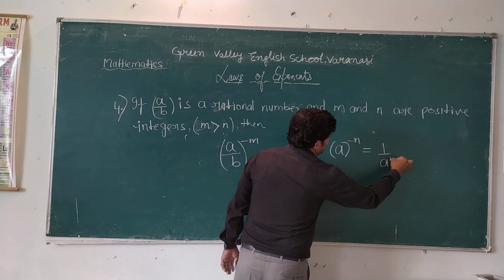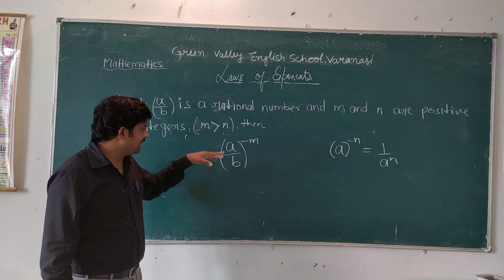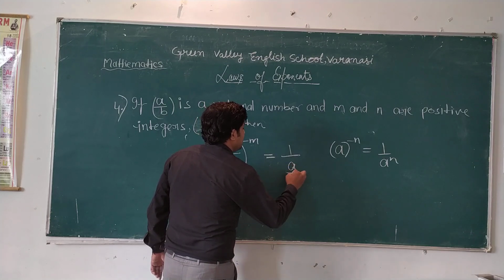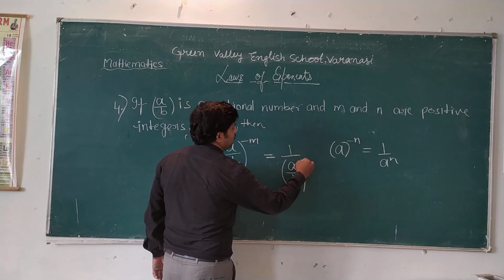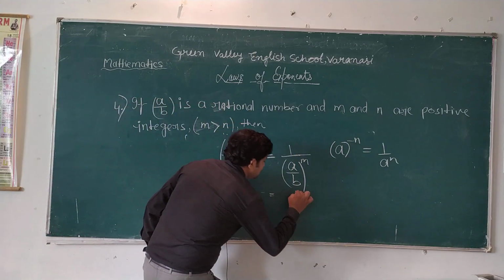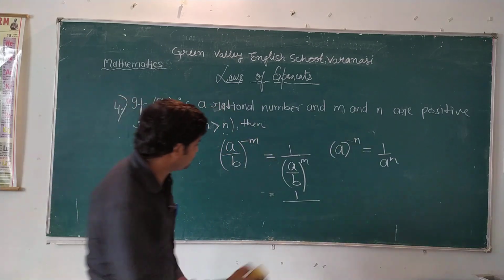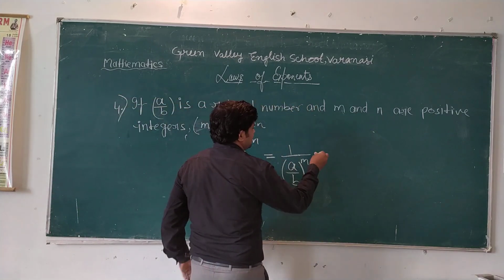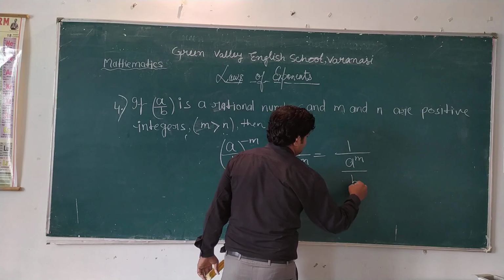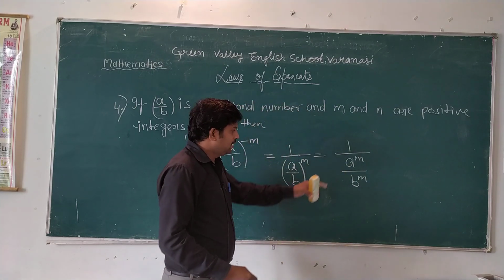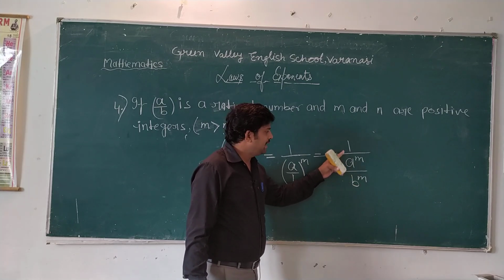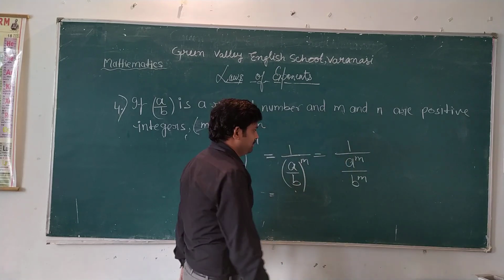When we write (a upon b) whole to the power minus m, therefore we can write 1 upon (a upon b) whole to the power m. Now we can write 1 upon a to the power m upon b to the power m. Here b to the power m is the fourth term and a to the power m is the third term, and 1 upon 1 is the second and first term.